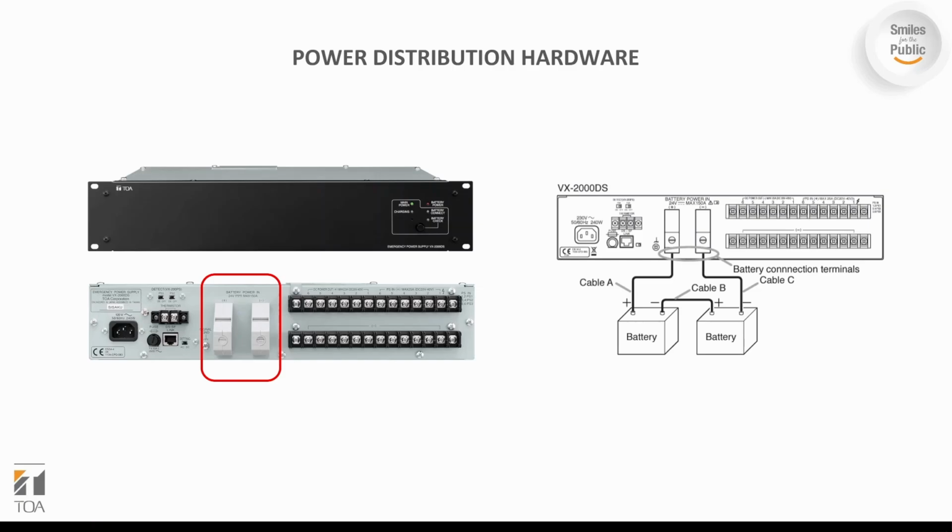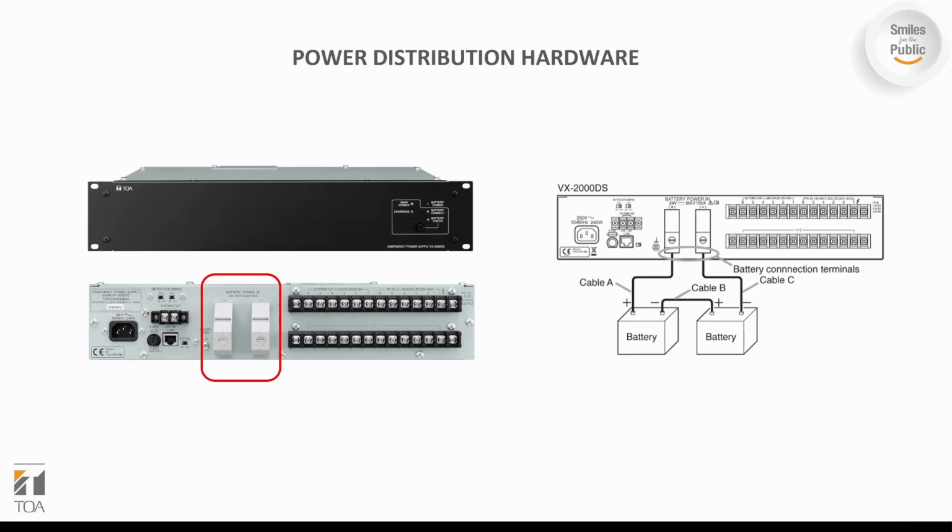The VX2000DS is a power supply distribution equipment designed for the VX3000 system. It provides fuse-protected distribution of DC power from multiple 24-volt power supplies. The fuses are rated at 40 amps, and it also allows for connection of two 12-volt DC batteries. These are connected in series and act as battery backup power. These are charged by the VX2000DS via trickle charging.